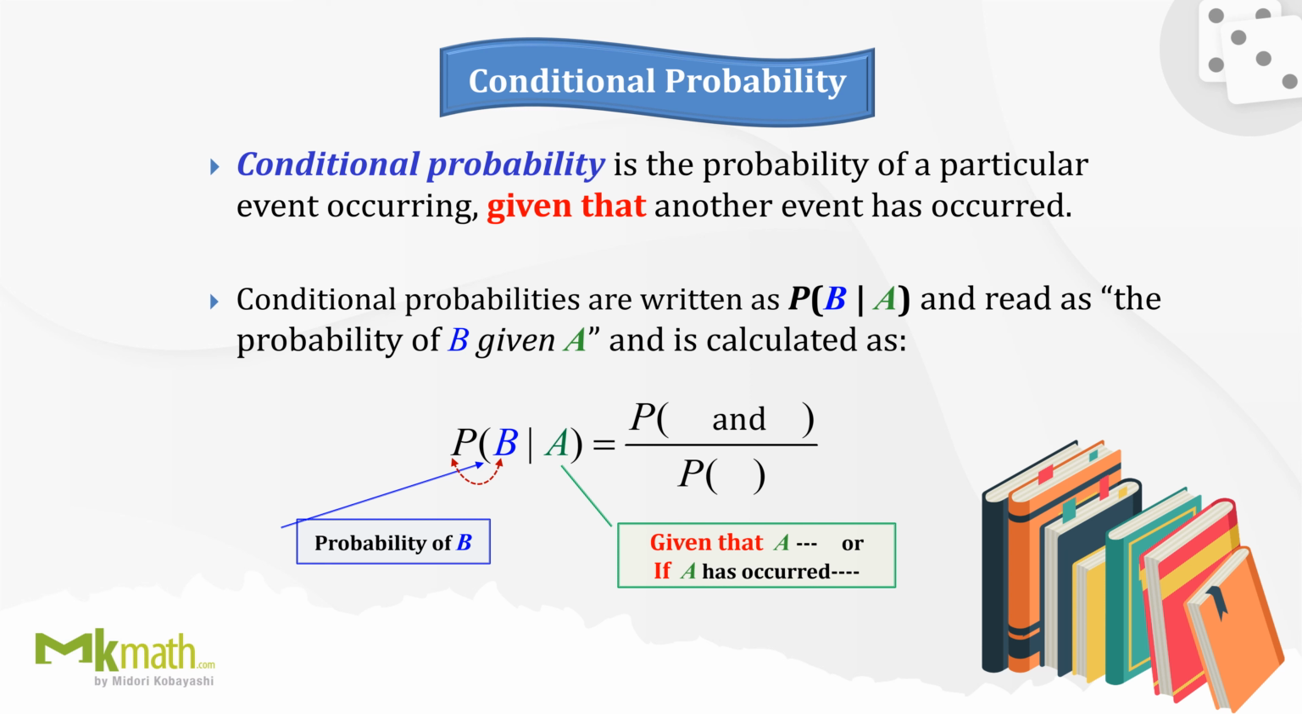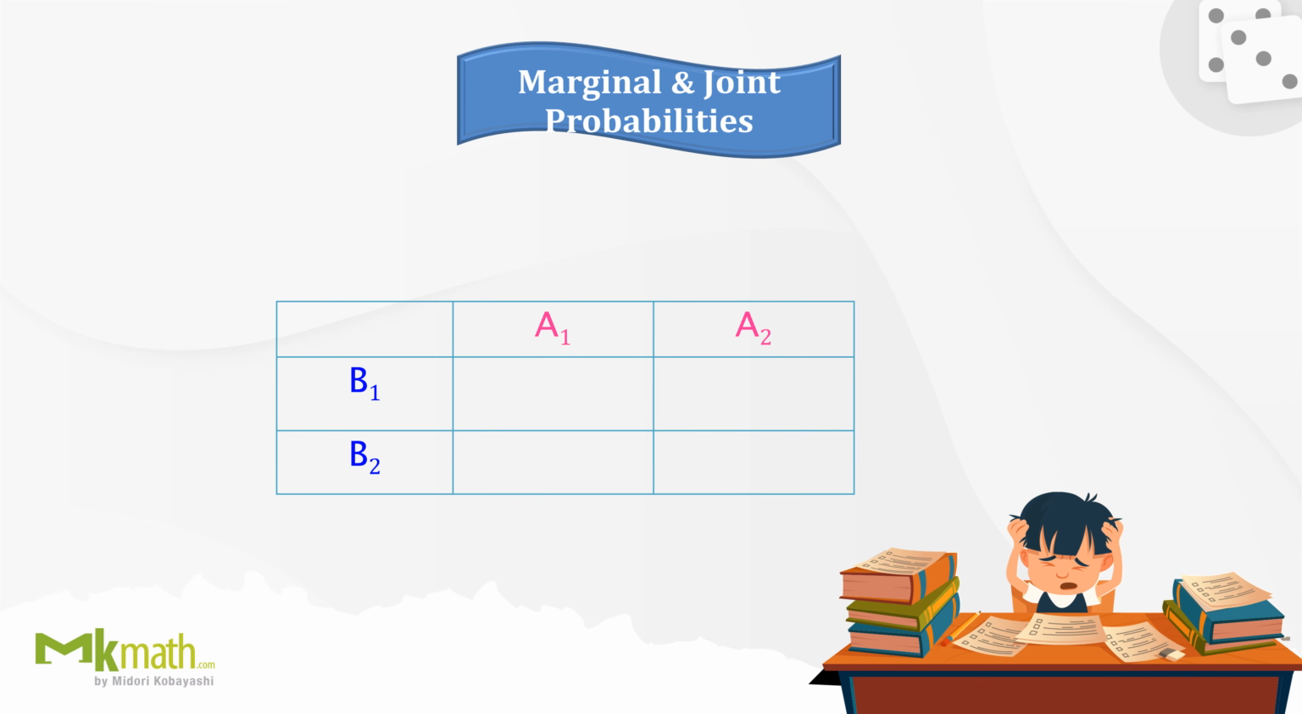You may find a different order of A and B or different letters for this formula. But it does not matter, as long as you keep the probability for the intersection of both events on the numerator and place the probability of the right side of the formula on the denominator. Lastly, I'd like to introduce probability questions that involve reading a table.